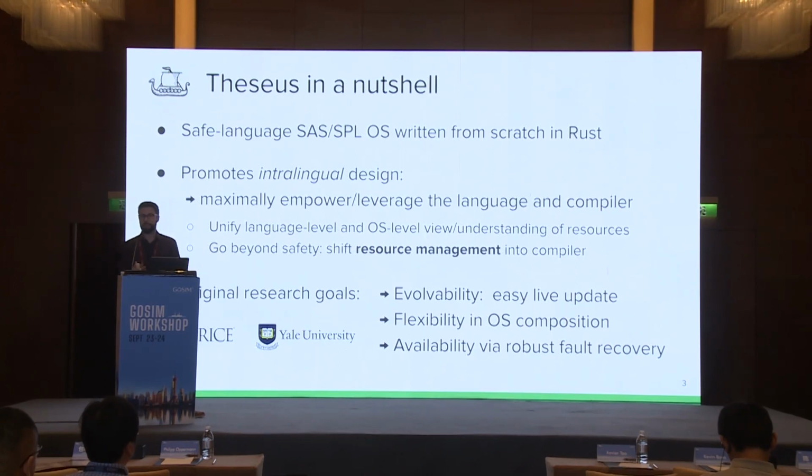When this was a research operating system back at these universities, we had a few different goals. Things like the ability to do live evolution, which is arbitrarily changing any component of the working OS at runtime without rebooting. Flexibility, where we could mix and match different components and compose an OS out of all of these different crates. And then availability, which I think is probably most relevant towards today's topic, which is another way of saying reliability via a robust fault recovery mechanism. I'll talk about that a little bit later on in the slides.